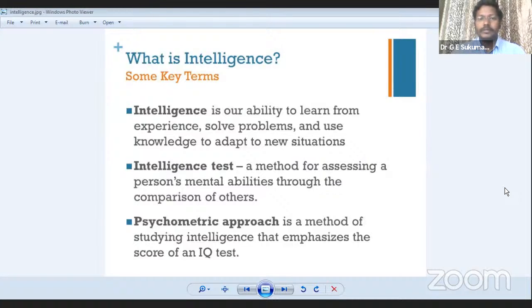As we know, the psychometric approach is a method of studying intelligence that emphasizes the score of an IQ test. Then we will try to know what this IQ is. Generally, IQ is given as a formula. IQ is equal to MA by CA into 100.